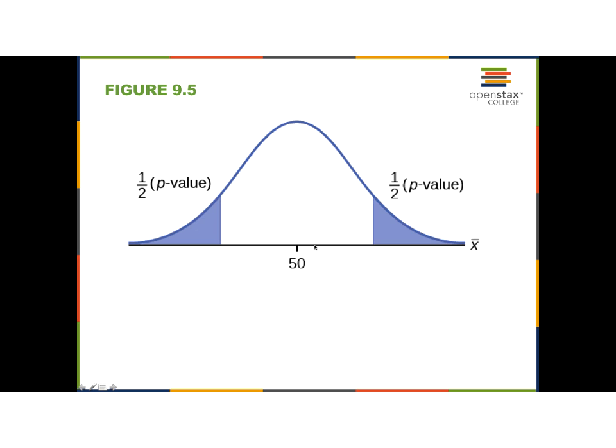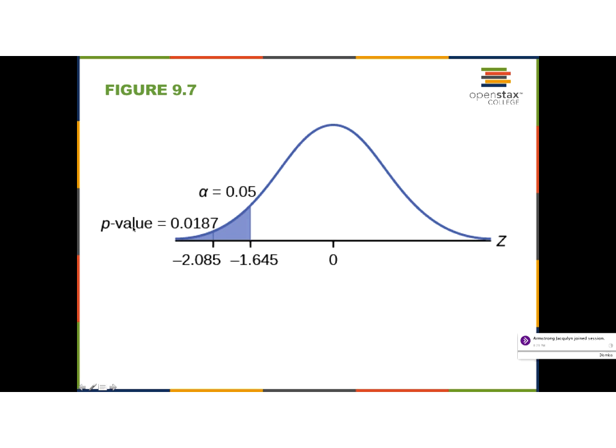And that's just an extra picture. This would be a picture of a two-tailed hypothesis test where the currently accepted mean is 50, and we're claiming that it's not equal to 50.